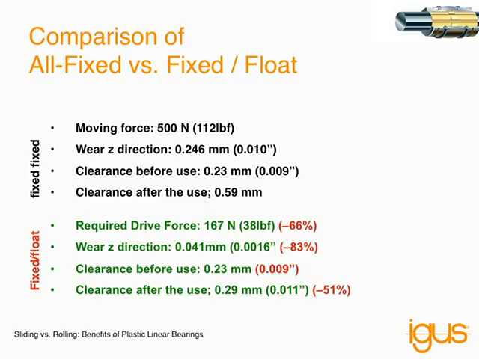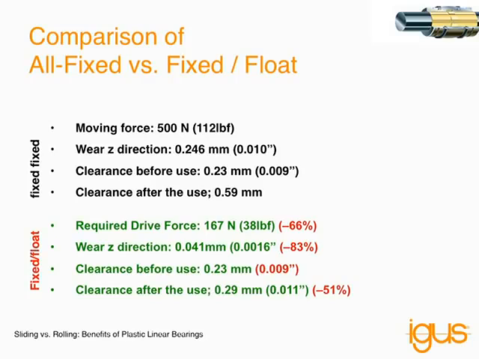What will happen though is if you add a floating side, you have the ability to reduce your drive force. So in the fixed system we had a 500 Newton drive, and by adding a floating side we dropped that down 66% to 167 Newtons. The wear is dramatically reduced as well. This is probably after 1,000 kilometers of use. We're able to calculate wear per kilometer or per mile.